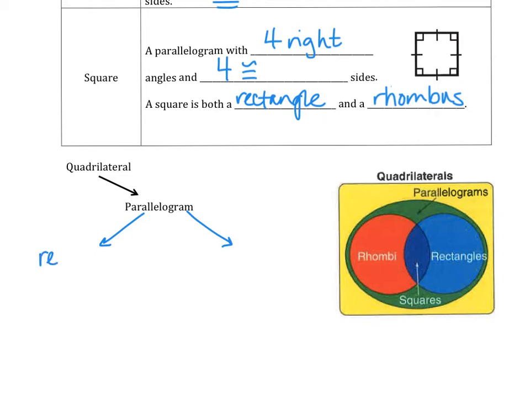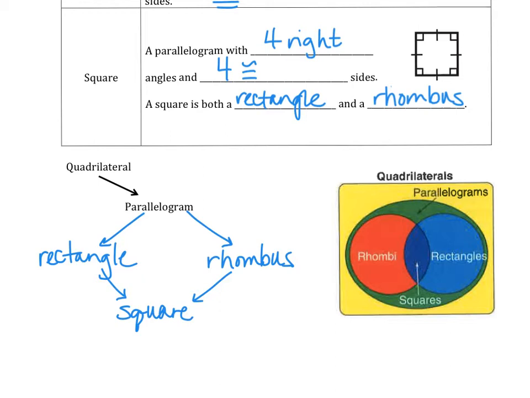Oh, it doesn't look like a C, sorry. Fix that. And a rhombus. Both fit the definition of what a parallelogram needs to have. And then the other part of this flow chart leads me down to a square, because a square can be a rectangle and a rhombus.